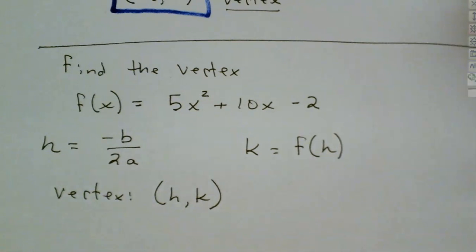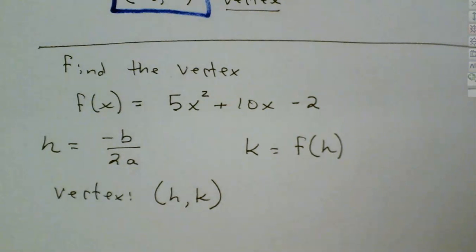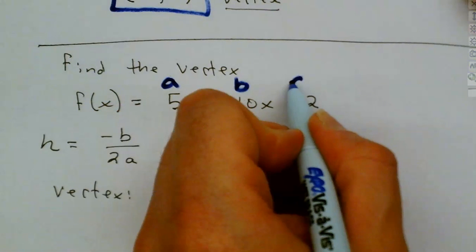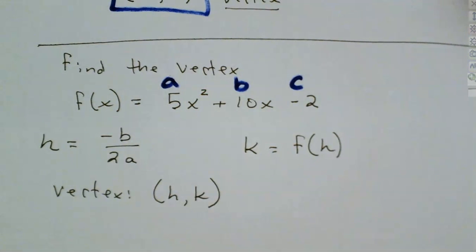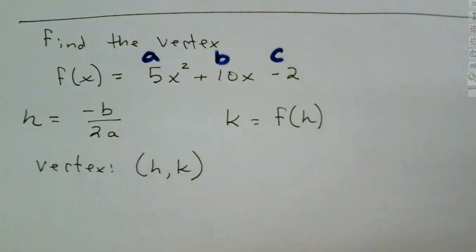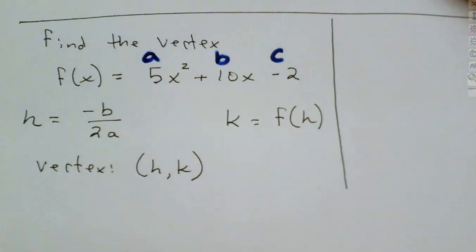Now, how do we find the a, the b, and the c? Well, we find them the same way that we would find them for the quadratic formula. Remember when we did the quadratic formula? Okay, so we've got the a, the b, and the c here. So let's go ahead and write up our pieces. We'll plug it in, we'll find our h, we'll find our k, and we'll get our vertex.